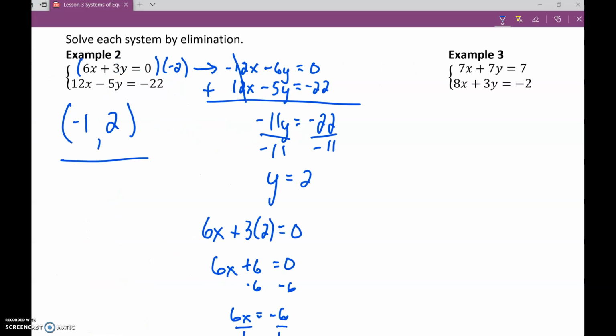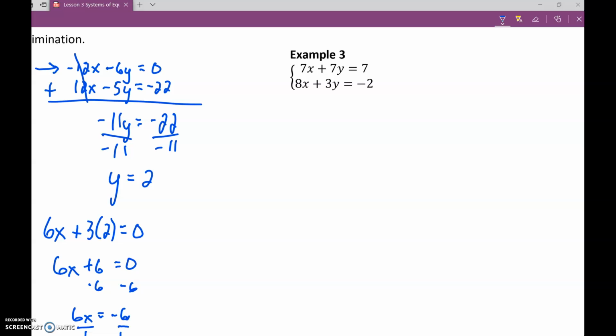Since we got the x's to eliminate over here with example 2, let's get the y's to eliminate. So y coefficients, 3 and 7. Smallest number that both of these go into would be 21. Remember, one's got to be positive and one's got to be negative. So to get 21, I'm going to have to multiply by 3 on the top. And then the bottom, if I want this to be positive 21, I want this one to be negative 21. So I want to multiply by -7.